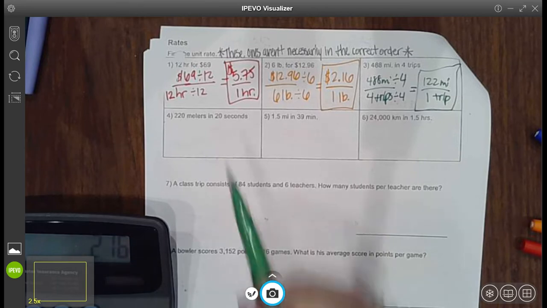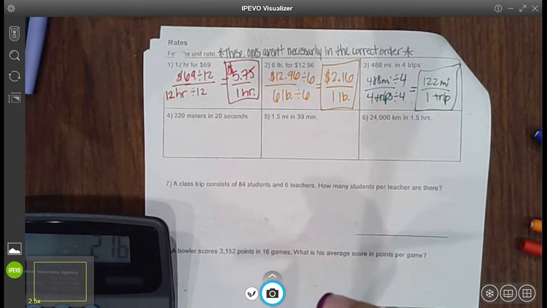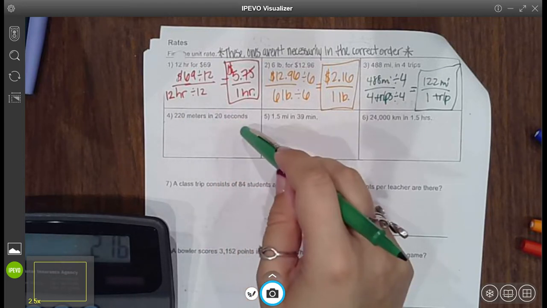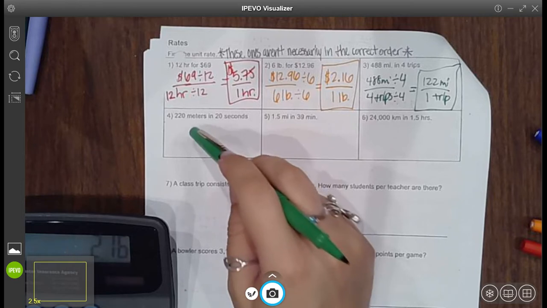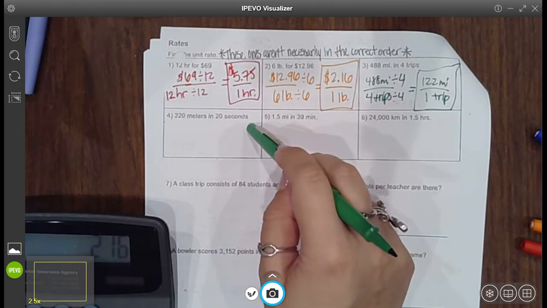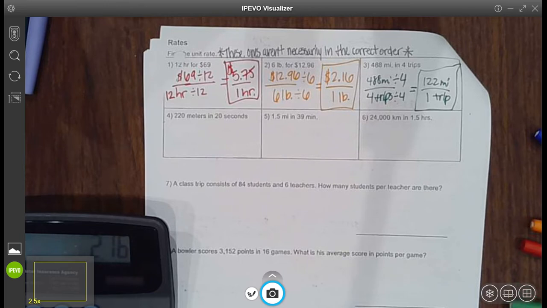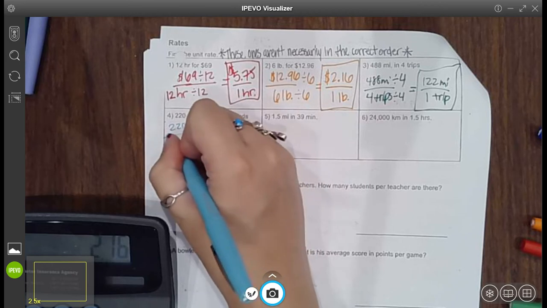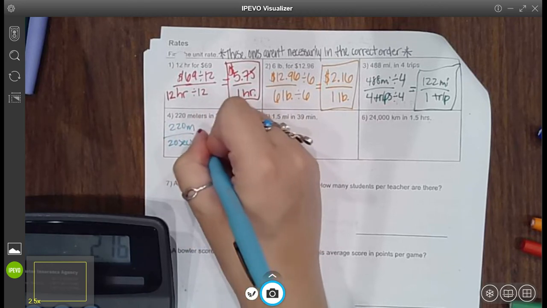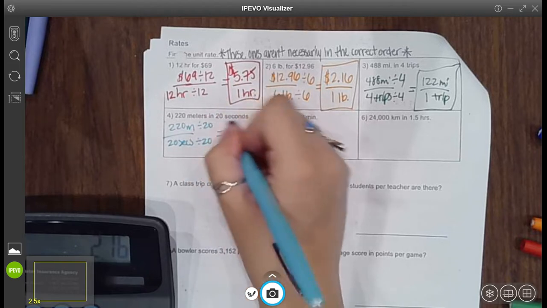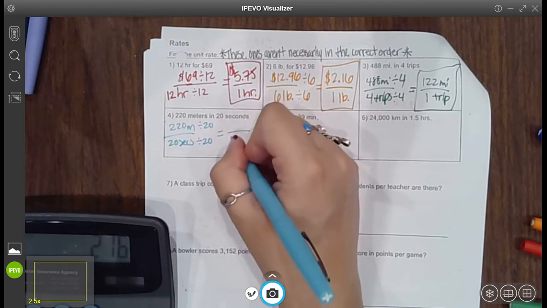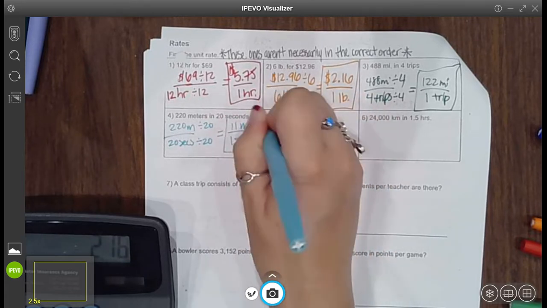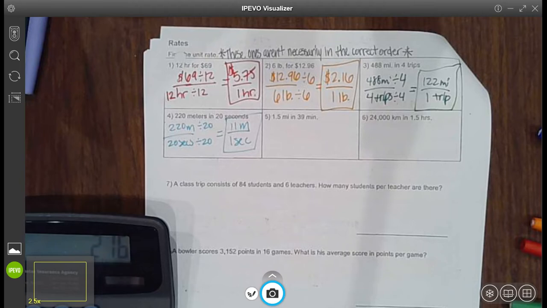Okay, the next one, do you think it's meters per second or seconds per meter? Well, we said normally it's distance over time, right? Like miles per hour. Meters is another thing like miles. Seconds is another thing like hours. It's another measurement of time and distance. So let's go ahead and set that one up as 220 meters per 20 seconds. So I'm going to divide by that denominator of 20. And 20 divided by 20 is 1. And 220 divided by 20 is 11. So you went 11 meters per second, or in 1 second.